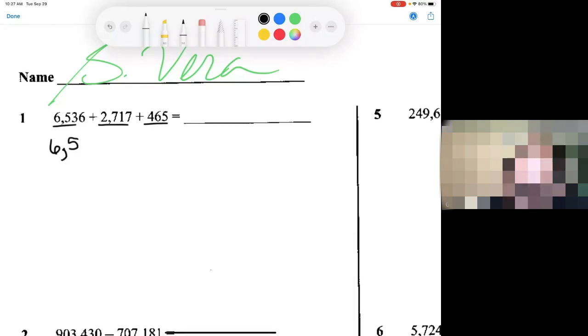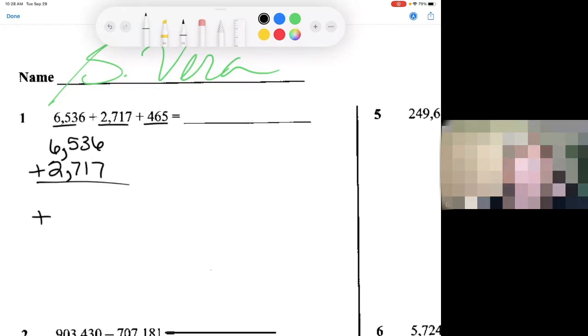So we have 6,536, and we need to add 2,717. And whatever we get, we need to add it to 465. So that's one way to do it. Or if you don't get confused and if you want to do it the long way, then it's fine.